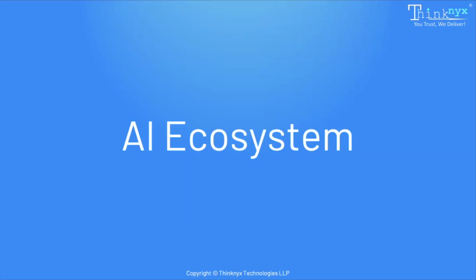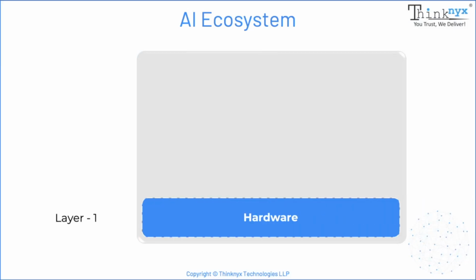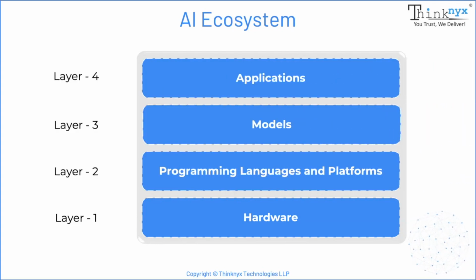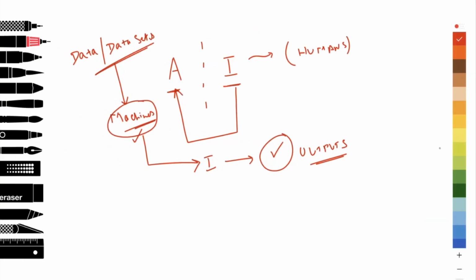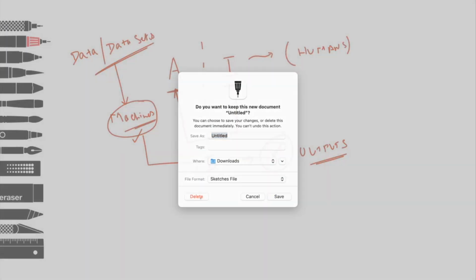Now, the thing we need to understand is the AI ecosystem. This entire AI ecosystem is actually divided into multiple layers. Layer 1, layer 2, layer 3, and layer 4. Before we jump into it, let me explain these layers to you. And this is the answer to the question, why did AI take so much time?